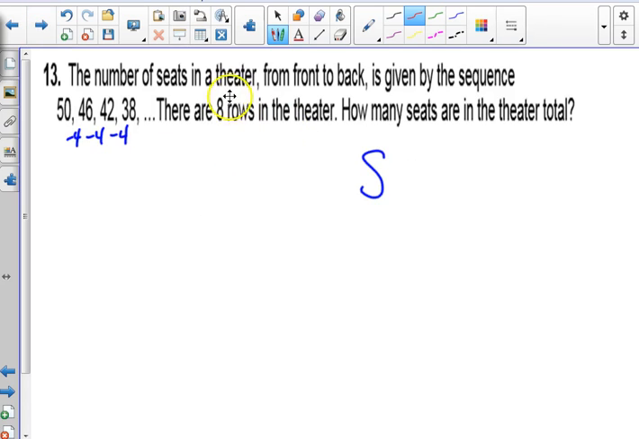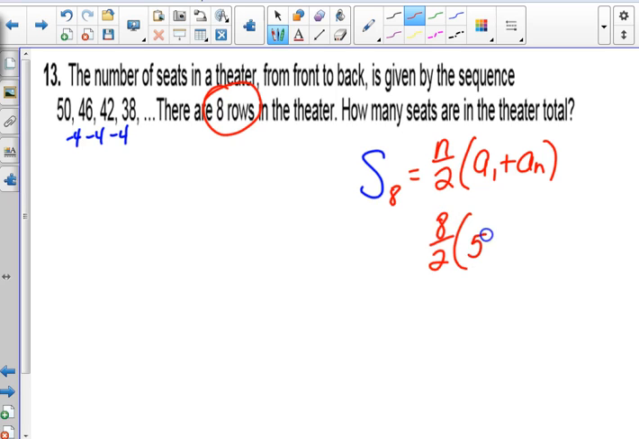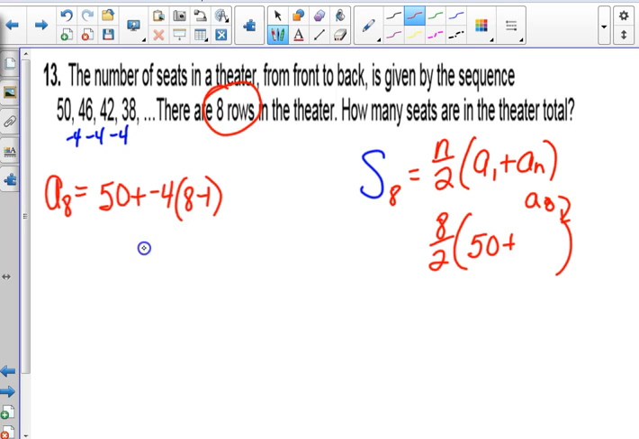That being said, we need the sum of 8 rows of which kind? Arithmetic. So the formula would look like this. Yeah, this is worksheet 10. The first term is 50, and we need term 8 to plug in here because n is 8. All right, how could I find term 8? 50 plus -4, yep, 7 times. So 50 minus 28 is 22.